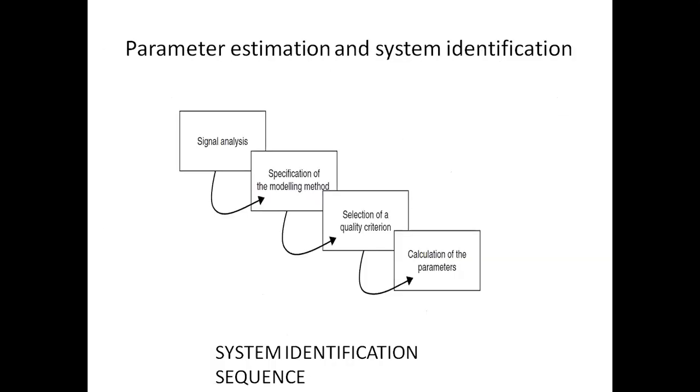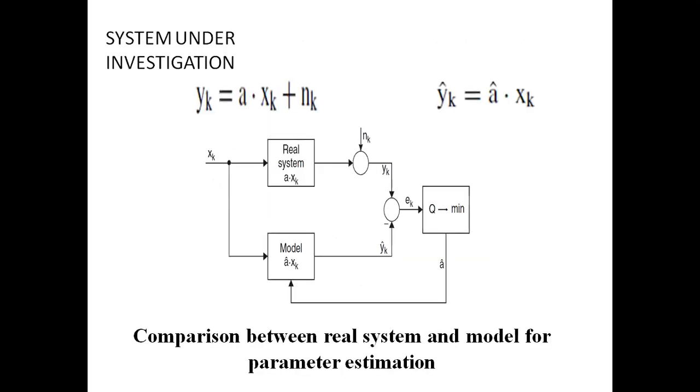Whereas in parameter estimation, or system identification, the first thing we have to do is analyze the signal, then specify the modeling method, third, select the quality criterion, and finally calculate the parameters. That is the sequence I have shown here, the system identification sequence. So when a signal is passed in, you have to analyze the signal, then specify what model is going to be used, and select the quality criterion and also do the calculations.